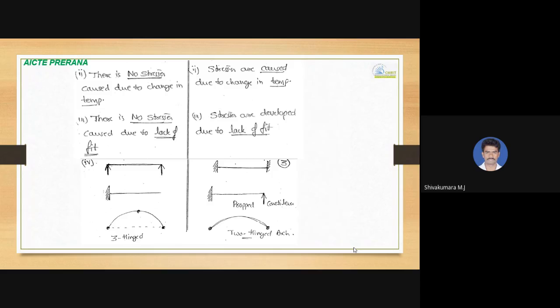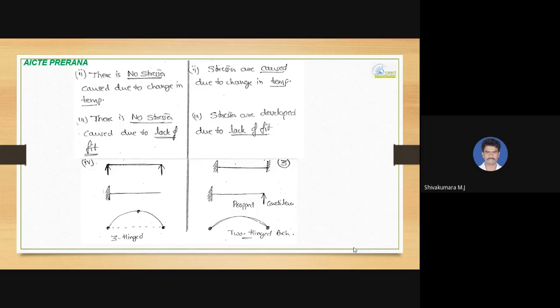And the difference between these two: in a statically determinate structure, stresses are not caused due to change in temperature, whereas in indeterminate structures, stresses are caused due to change in temperature. And in a statically determinate structure, no stresses are caused due to lack of fit, whereas in a statically indeterminate structure, stresses are developed due to lack of fit. These are all the differences.